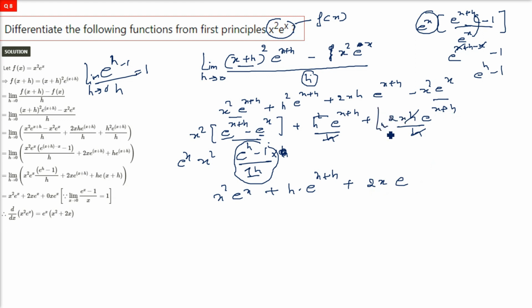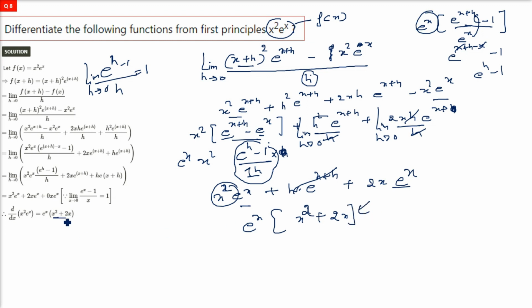Just apply the limit in these two terms and make h as 0. So this middle term is going to be 0, and h is 0 here, so only e to the power x will remain, 2x into e to the power x. So only these two terms remain, the middle term becomes 0. I am taking e to the power x common. It is going to be x square plus 2x. That is your final answer, final solution.